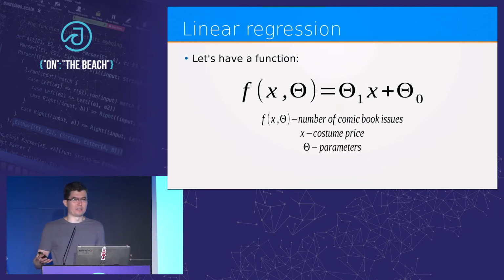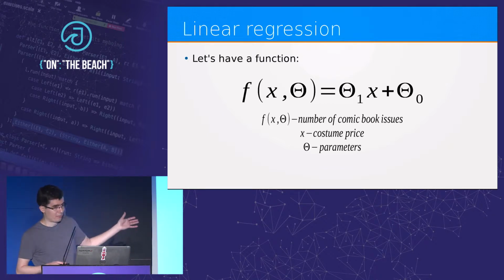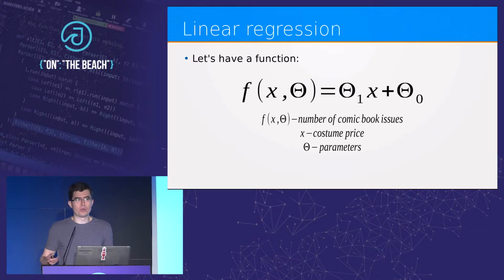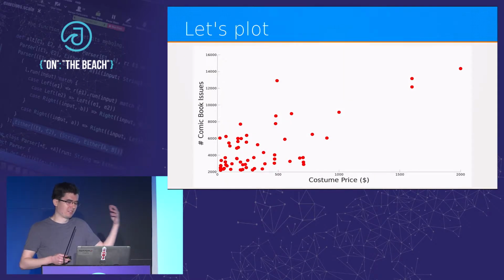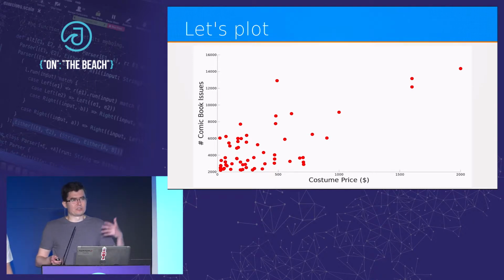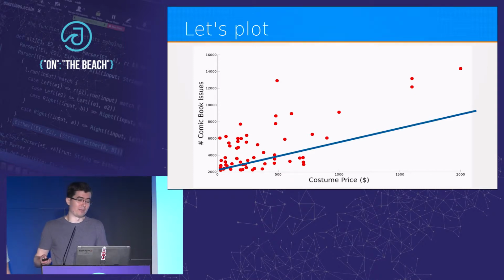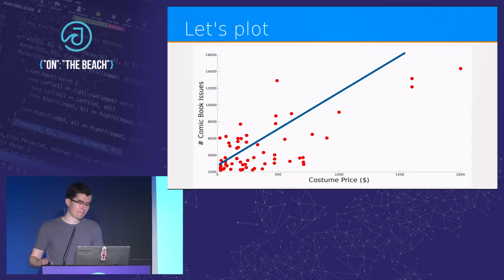Okay, our model in linear regression is a simple line equation. So we've got two parameters, theta 0 and theta 1, x, which is the costume price, and the output of our function will be the number of comic book issues for a given costume price. Okay, and our data looks like this. These are the points, and our task is to find the line that fits our data in the most optimal way. So it may be here, here, or somewhere there.